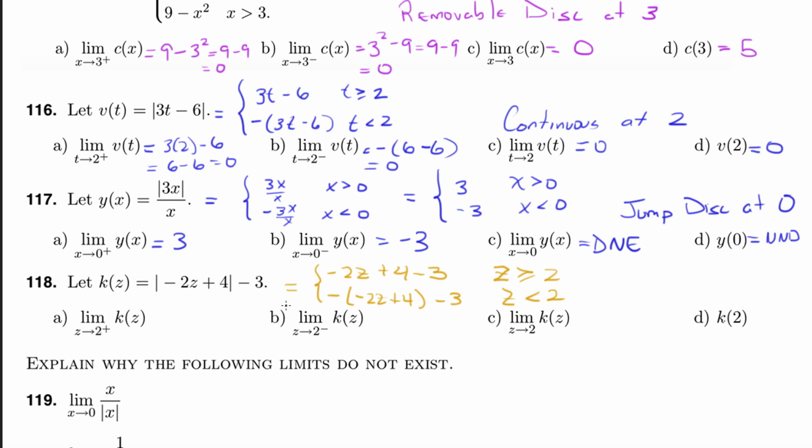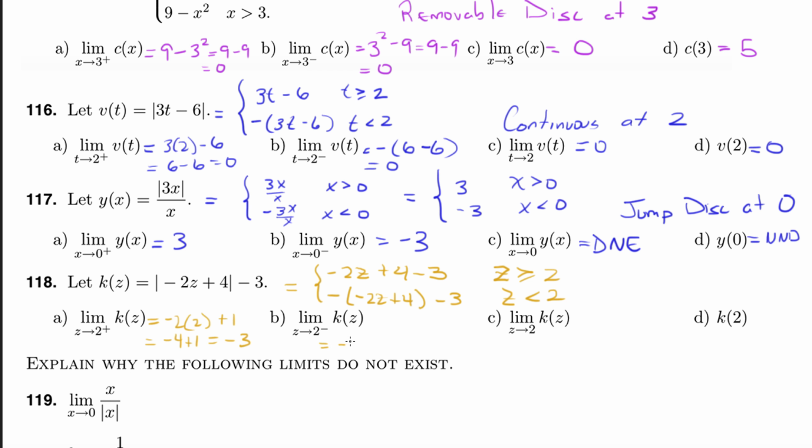Okay? Now, let's find the limit. When z approaches 2 from the right, we're going to use the top one. Notice that 4 minus 3 is 1, so it's going to be -2 times 2 plus 1. That gives you -4 plus 1, which is -3. From z, from the 2 from the left, you're going to use the bottom one. And again, in order to find this, you got to distribute this negative in. So I'm just going to plug it in directly.